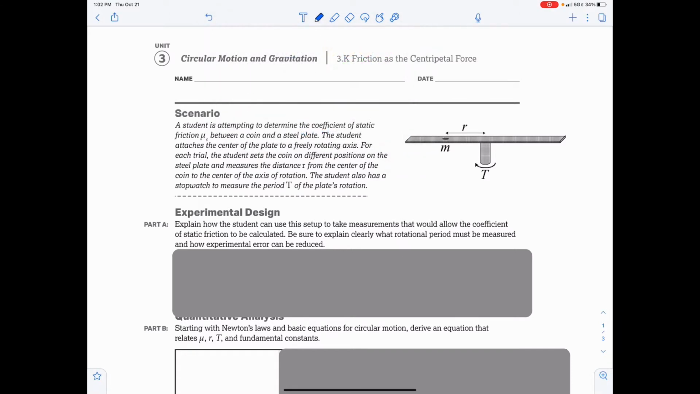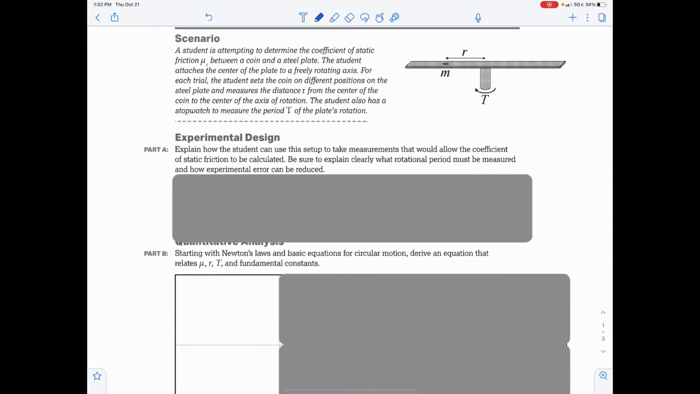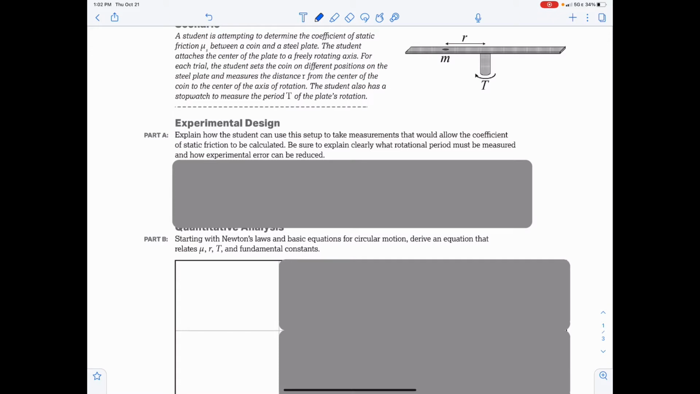Part A. Explain how the student can use this setup to make measurements that would allow the coefficient of static friction to be calculated. Be sure to explain clearly what rotational period must be measured and how experimental error can be reduced.